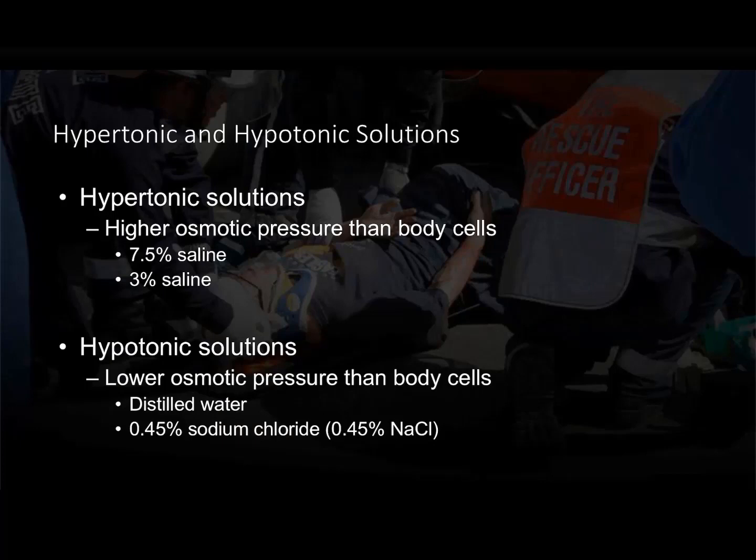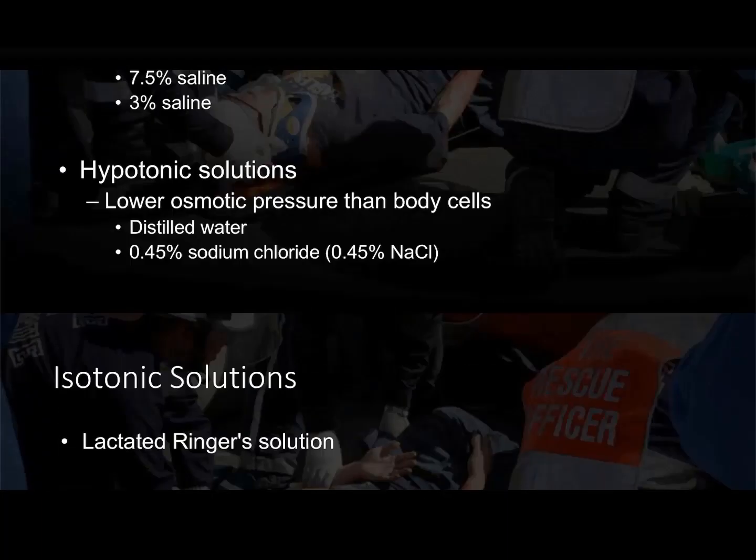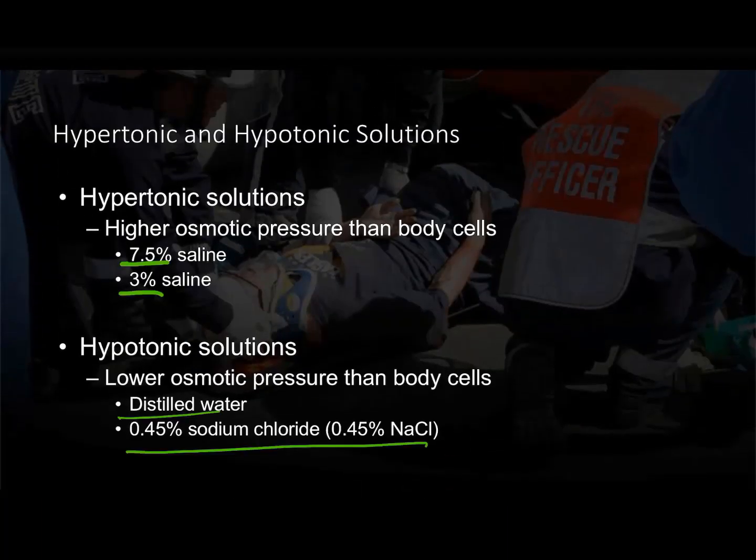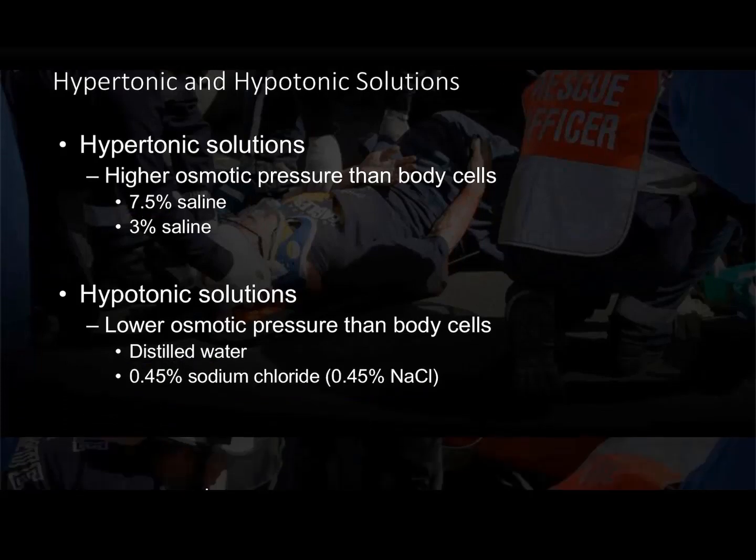Now, hypertonic and hypotonic solutions may have some use in specific situations in the pre-hospital setting, but very rarely will they be the fluid of choice for trauma patients. Hypertonic solutions can include things like 7.5 and 3% saline, and they usually have more osmotic pressure than body cells will. Hypotonic solutions are very rarely used and have limited use in patients that have shock from trauma, but it could include things like distilled water, very low amounts of sodium chloride. Hypotonic solutions generally have limited use inside patients that are suffering shock from trauma.